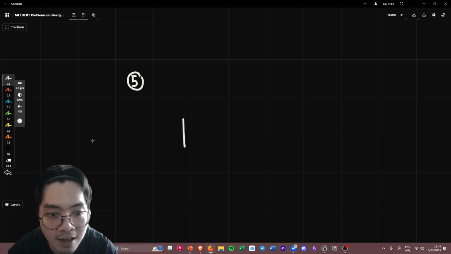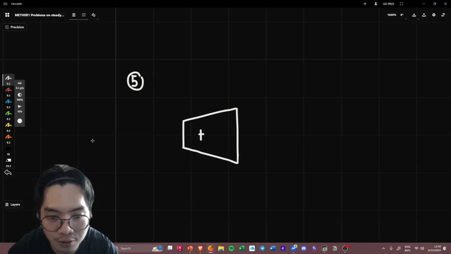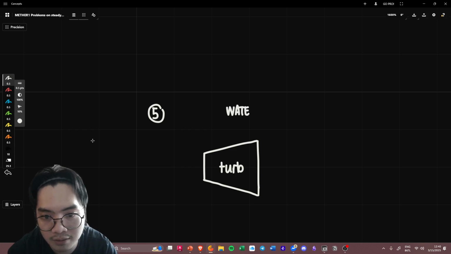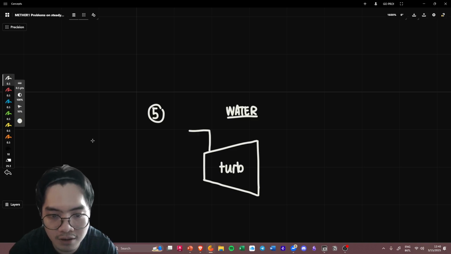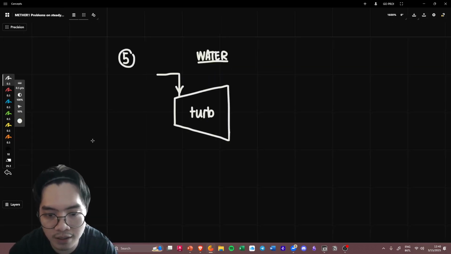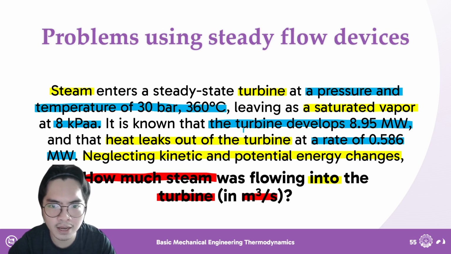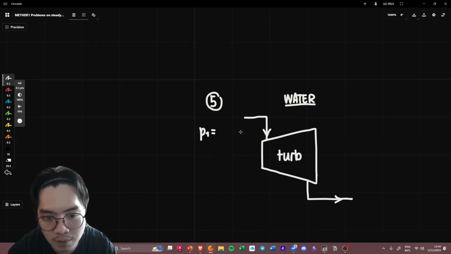This is reflected by how you draw a turbine, which is the opposite of a compressor. So this is now your turbine. And again, we are dealing with steam, aka water. So we will have a small cross-section and a big cross-section after. Here is your state 1, and then your state 2. Your turbine inlet has a pressure of 30 bar and then 360 degrees Celsius.